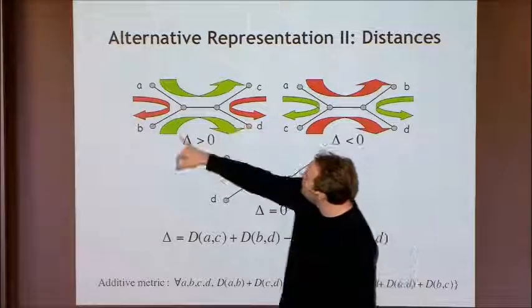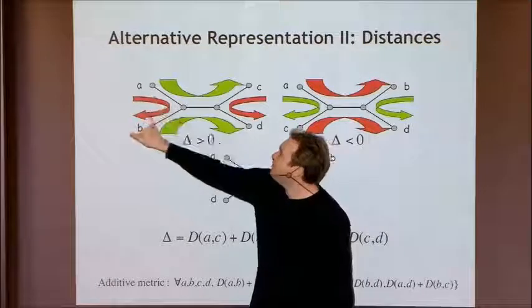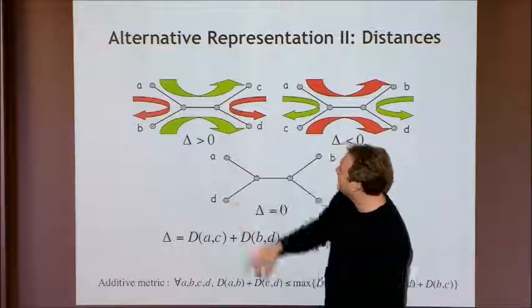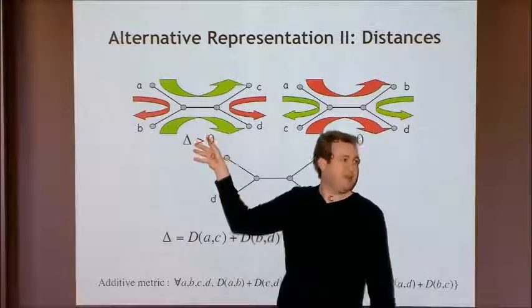Because it's additive, of course, this edge is counted positively when I add it here, but it's counted negatively when I subtract over here, so it's going to cancel out. This one is going to cancel out. This one's going to cancel out. This one's going to cancel out. What I'm left with is twice the length of this middle edge. I'm going to get something positive.